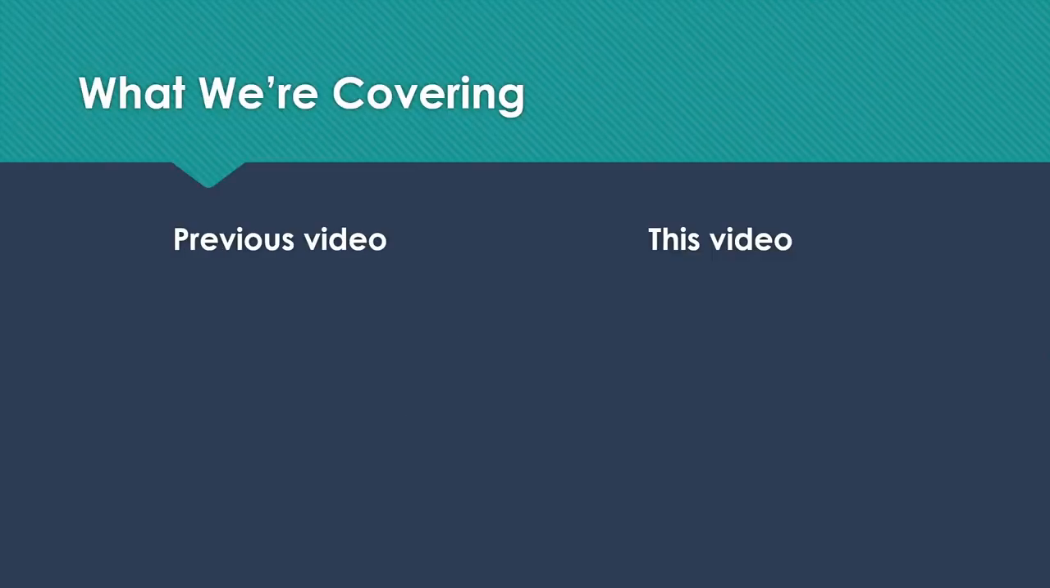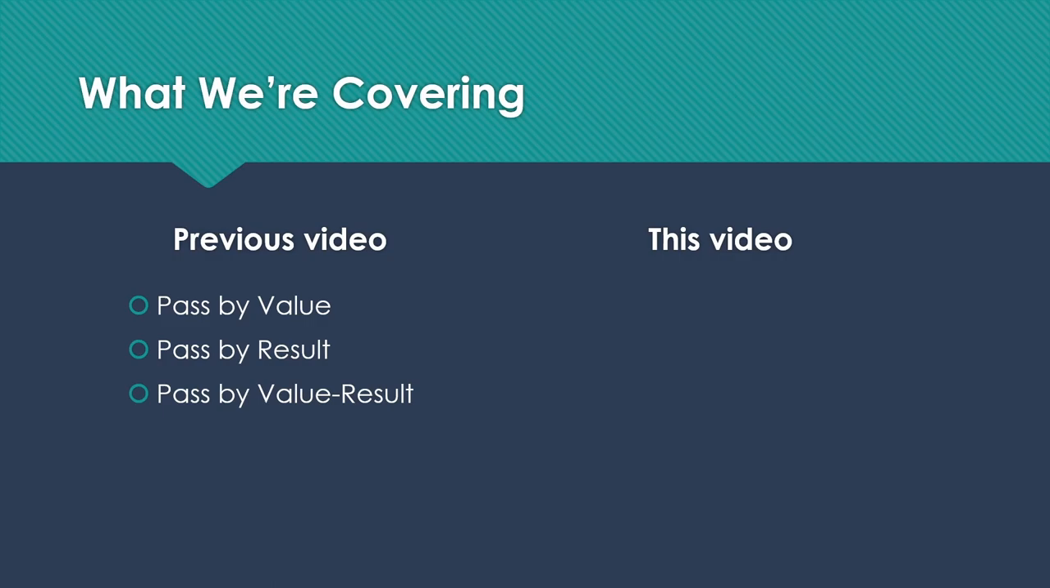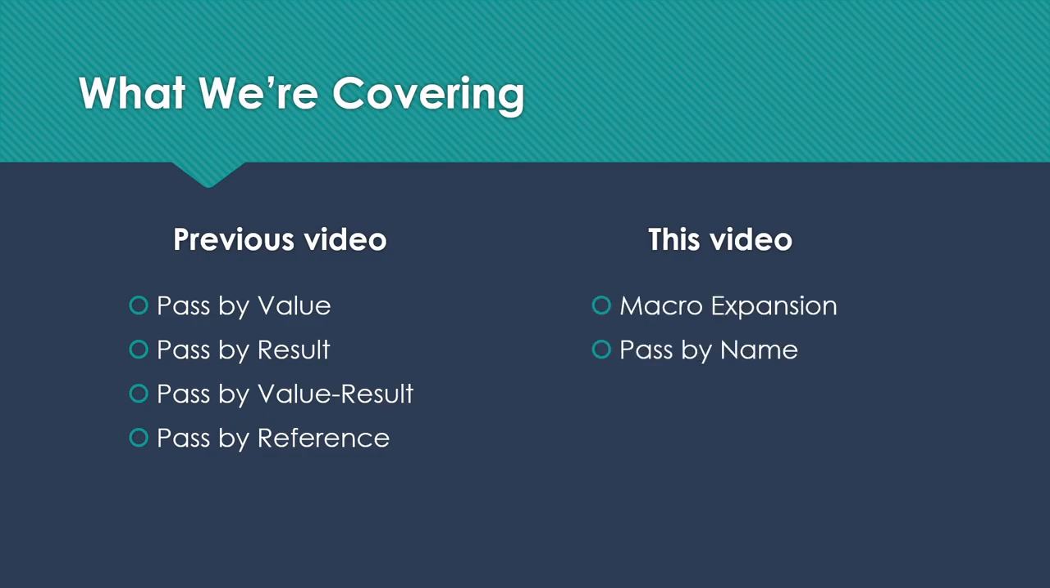In the last video, we talked about four mechanisms, including the two most common: pass by value, which is probably the single most common mechanism, pass by result, pass by value result, and finally pass by reference, which is the second most common. In this video, we're going to talk about some other approaches that are all somewhat related, a little more unusual and esoteric, but still out there in the world today. That's macro expansion, pass by name, and pass by need.